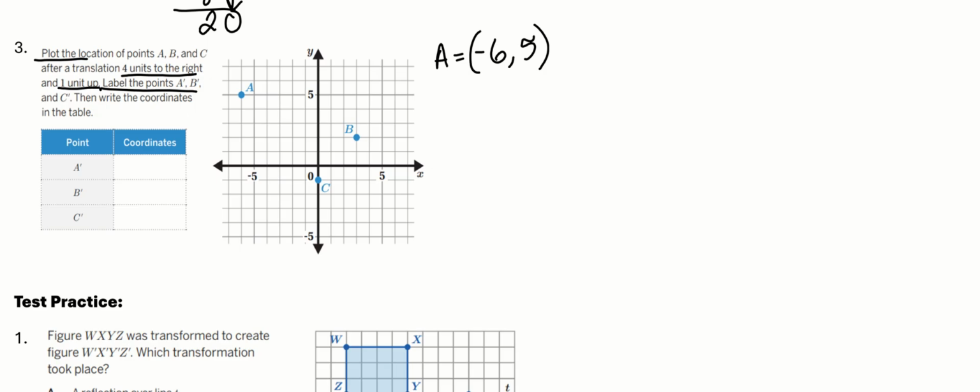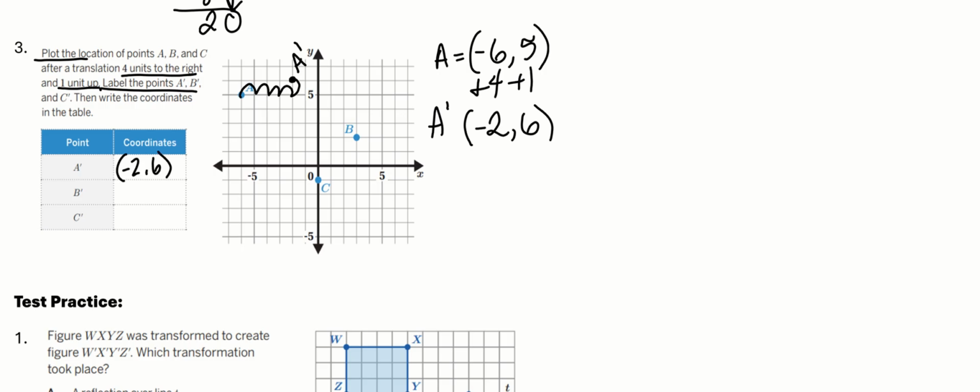So remember, 4 units to the right means I add to X, and 1 unit up means I can add to the Y. And so we can say A prime is -2, 6. Okay, and even if I count, right, 1, 2, 3, 4, 1, you can see I end up at -2, 6. But we can use those tools that we learned last time, that we can just add or subtract.